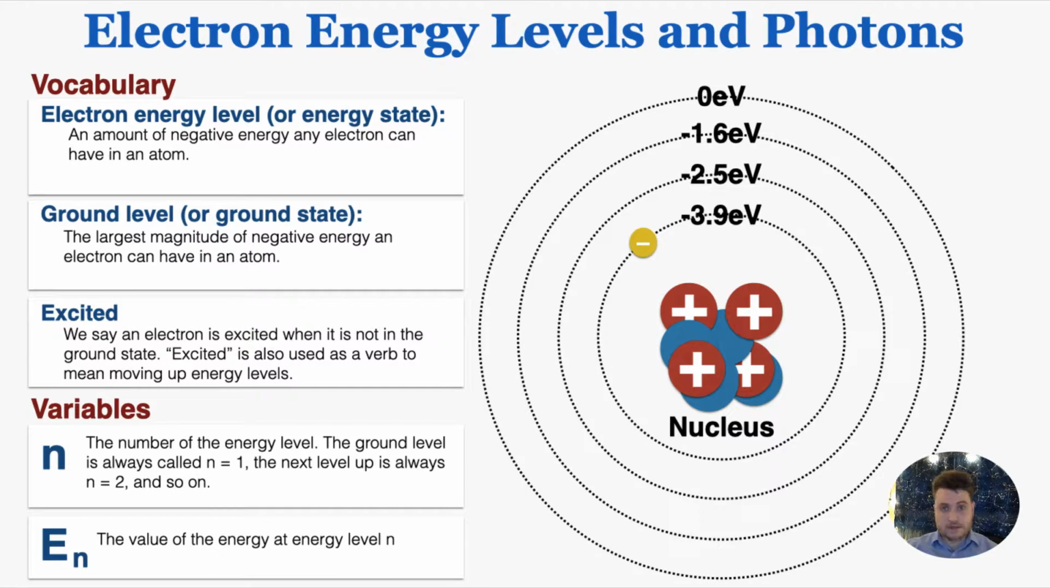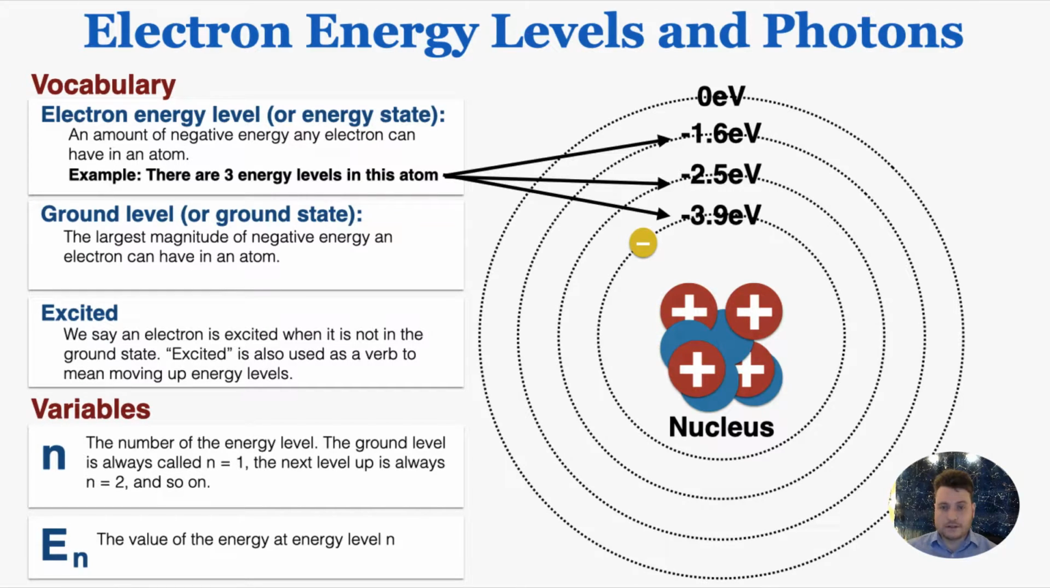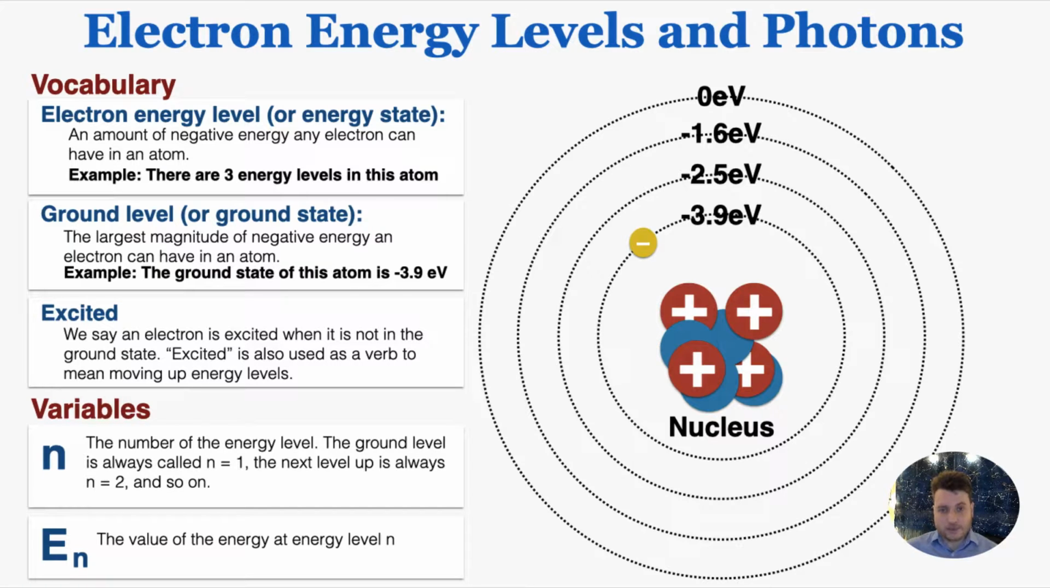We can now cover some basic vocab for electron energy levels. First of all, an electron energy level itself, or an energy state, is an amount of negative energy any electron can have in an atom. So as an example, I would say that there are 3 energy levels in this atom. The ground level or ground state of an electron is the largest magnitude of negative energy an electron can have in an atom. Here I would say that the ground state of this atom is negative 3.9 electron volts. That's the lowest possible energy the electron can have, the farthest it can be from zero in the negative direction.